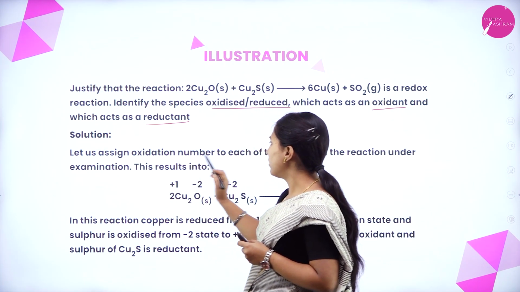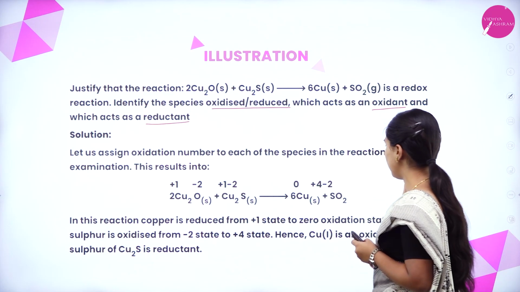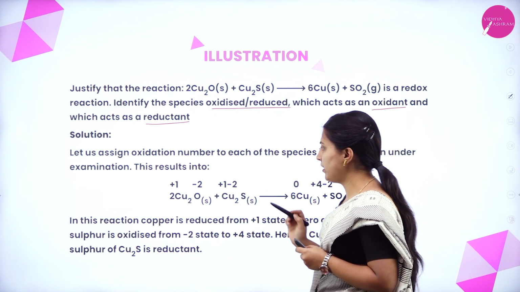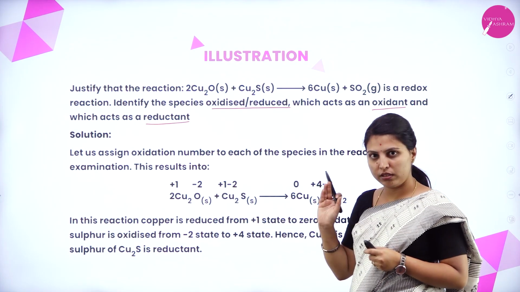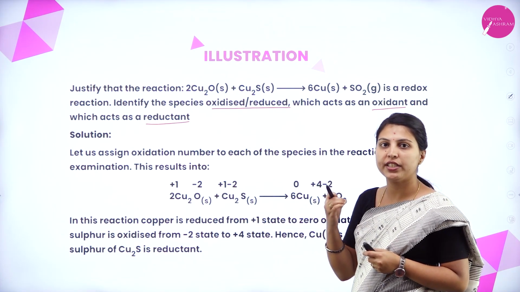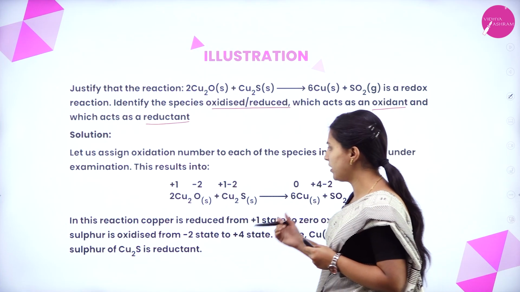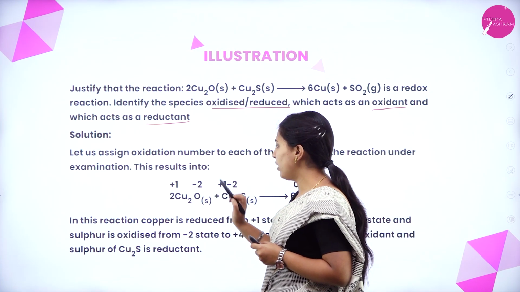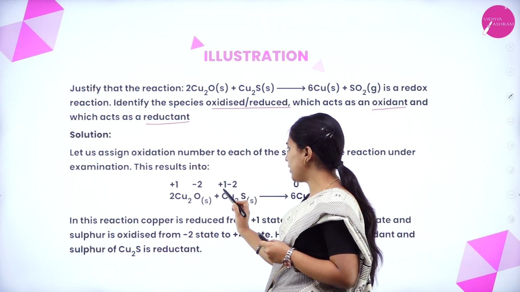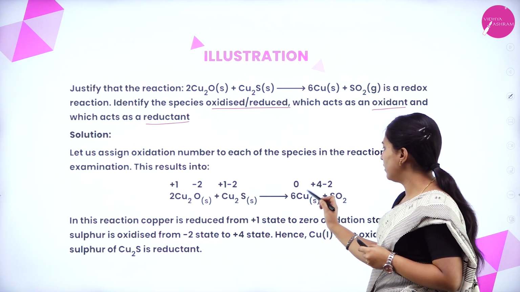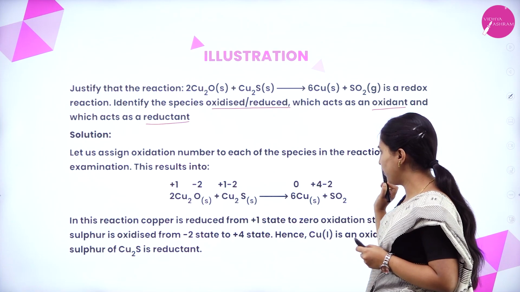Let us assign oxidation numbers to each of the species in the reaction. For the given reaction, you have to analyze each and every element with its oxidation number or oxidation state. This one +1, this one -2. This is interchangeable also, you can do. And this is +1 and -2. This is 0. This is +4 and -2.